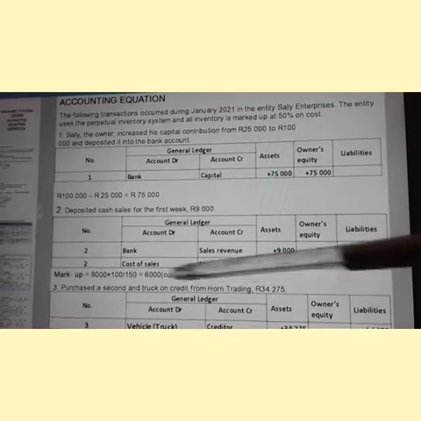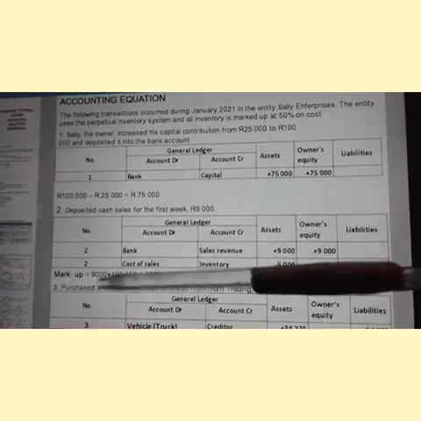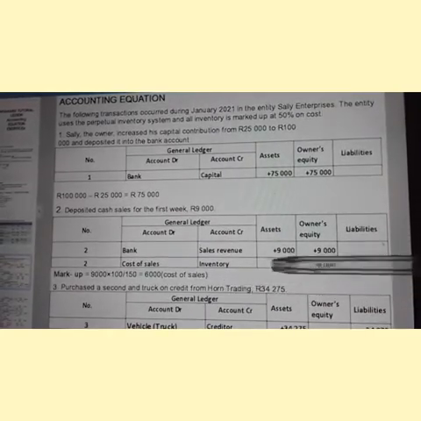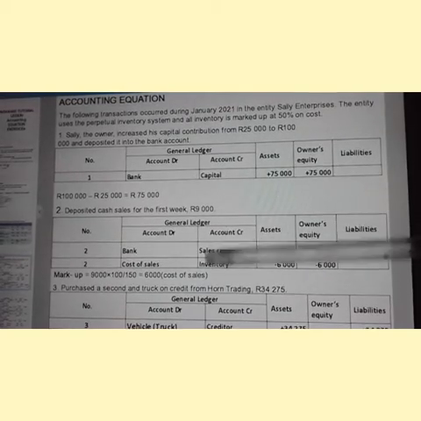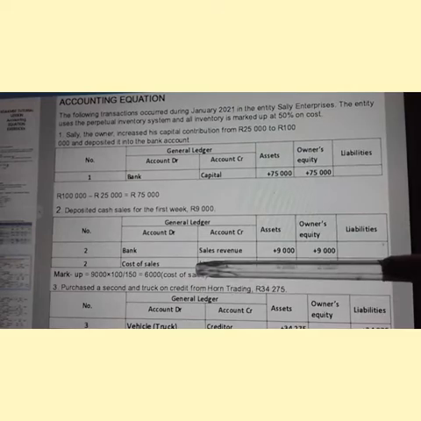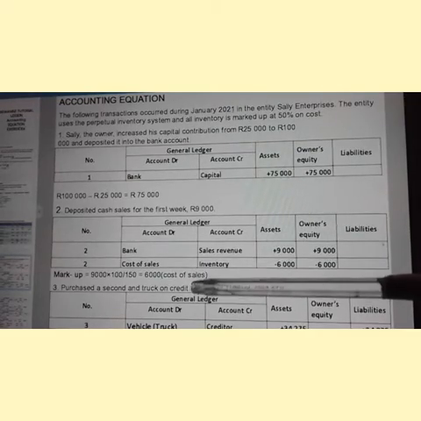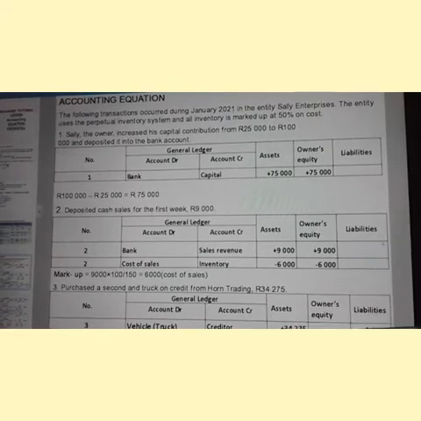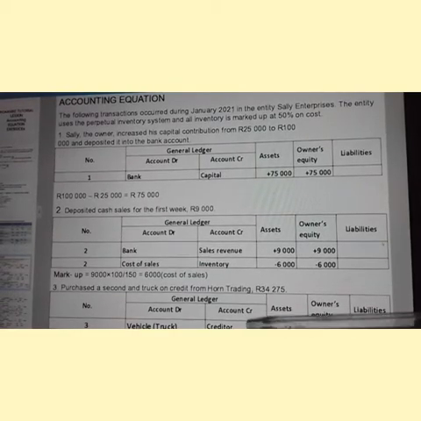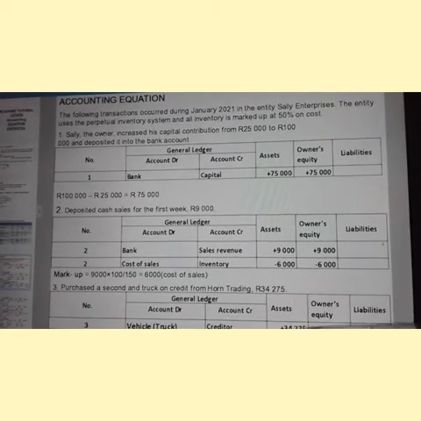And then we move on to the third transaction here. They say purchase a second-hand truck on credit from Horn Trading. So the two accounts here to be identified, we have vehicle or truck, and we have creditor. So the account to be debited is vehicle, and the account to be credited is creditor. And so this type of transaction is going to increase our assets. So we have an increase in our asset.